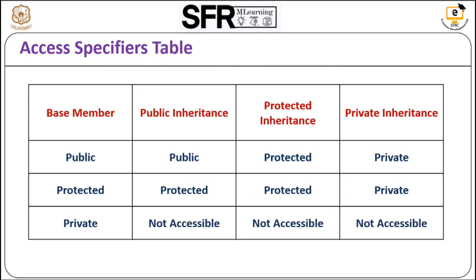This is the access specifier table. This table explains how access specifiers affect the inheritance. Notice that the private members of the base class are never directly accessible in derived classes.